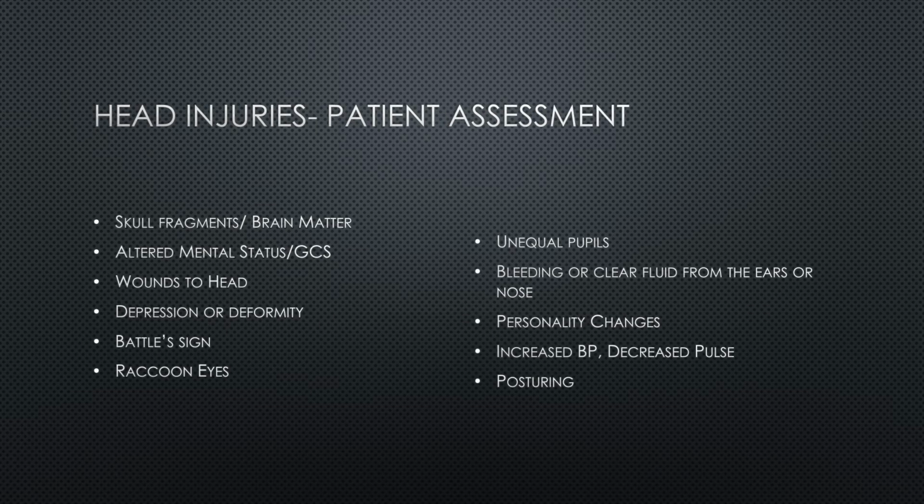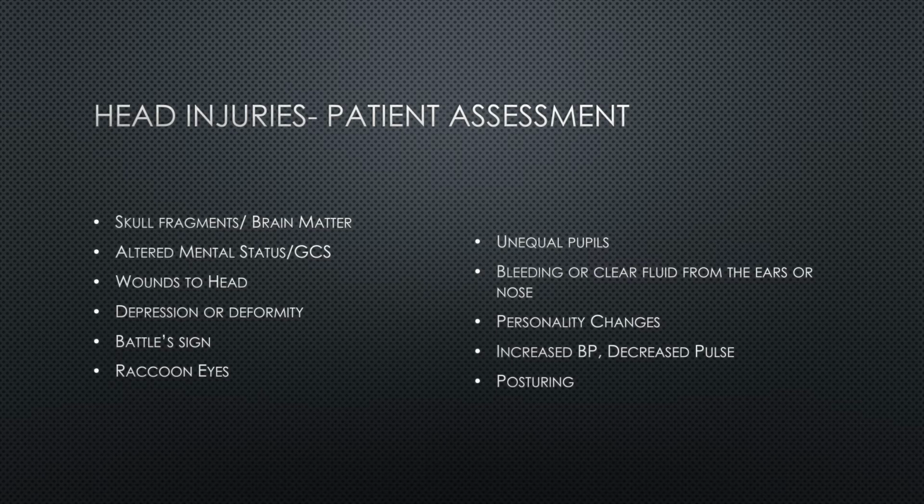So let's talk about our patient assessment for our head injury patient. Physically, we want to be looking at the head for any kind of depressions, deformity, bleeding. We want to note if the skull is open, that we have an open skull injury, and we want to note if there's a presence of any brain matter. We want to pay close attention to their mental status, and we want to perform the Glasgow Coma Scale, which we will cover in a few more slides.